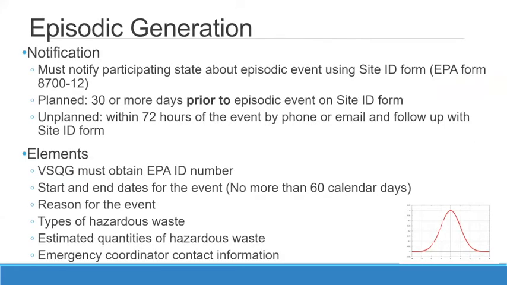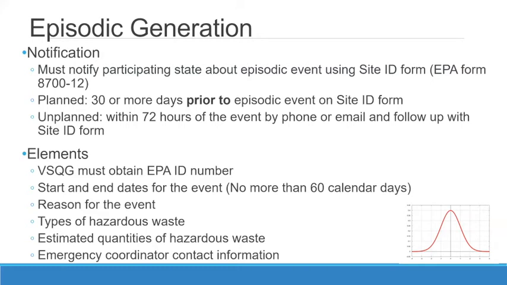So what are some of these requirements? One is, VSQGs may or may not have an EPID number, but if they do have an episodic event, they do need to get an EPID number. The episodic hazardous waste must be accumulated in containers or tanks. It can't go on drip pads or containment buildings.